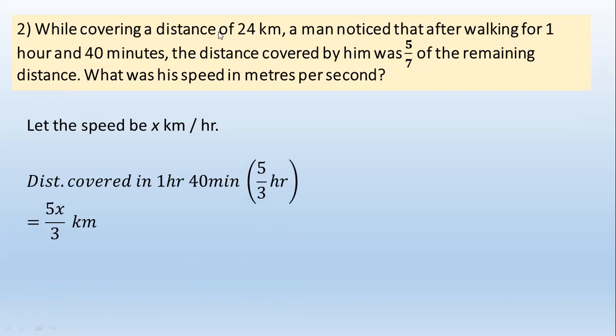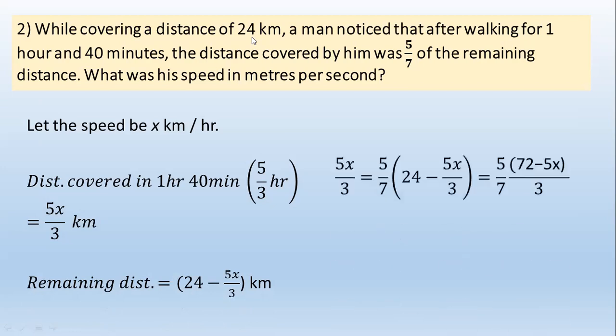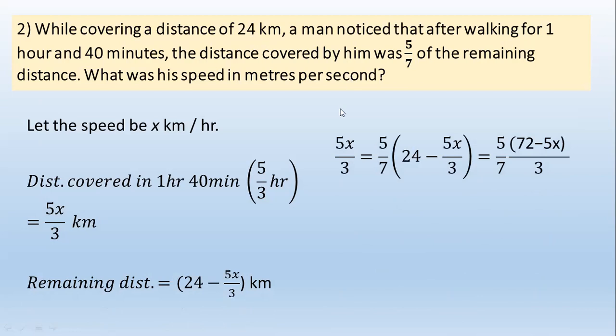Total distance is given as 24 kilometers. So we can easily figure out the remaining distance, which is 24 minus 5x by 3 kilometers. Let's formulate an equation by the given statement: 5x by 3, which is the distance covered in 1 hour and 40 minutes, is equal to 5 by 7 of the remaining distance, that is 5 by 7 into (24 minus 5x by 3). Simplifying this, 24 by 3 equal to 72 minus 5x by 3.